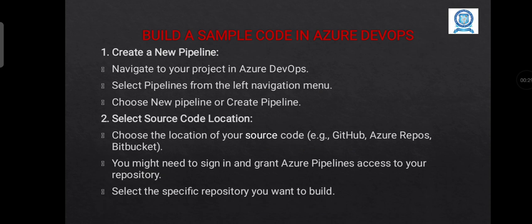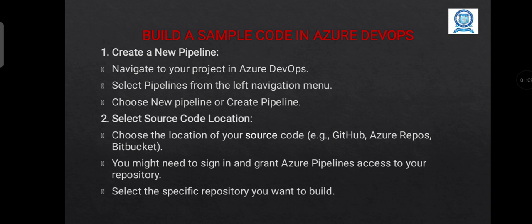Now let us see how to build a sample code in Azure DevOps. For that, first of all, we have to create a new pipeline. So you might know in Azure DevOps, before doing the projects or running the codes, we have to create an organization. Inside the organization, we have to create the project. Then inside the project only, we can create a new pipeline. The purpose of creating a pipeline is to run our project. We can take our project from any resources.